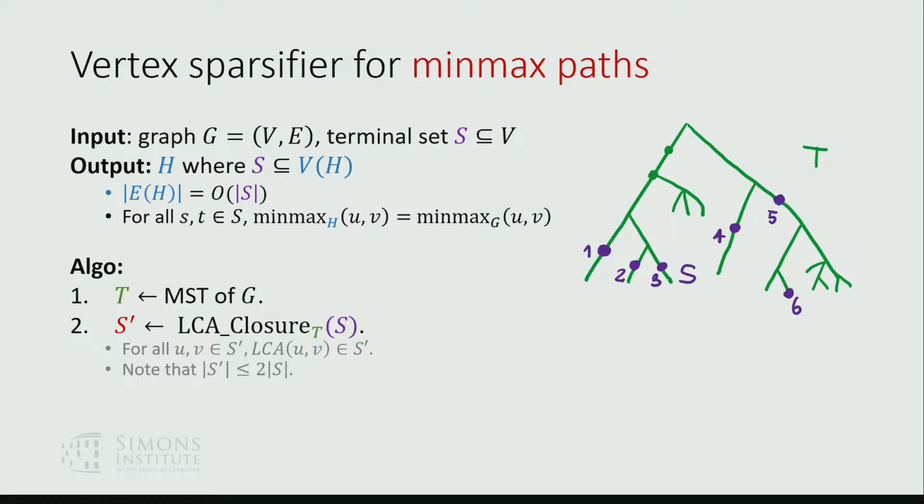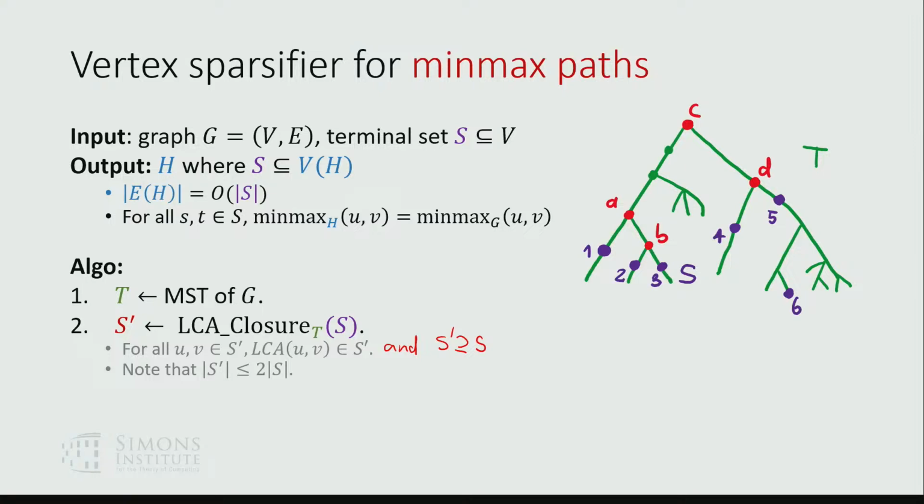What do I mean by this? The LCA closure means that for every U and V in S prime, the LCA of U and V is in S prime as well, and S prime contains S. In the picture, it would be like this: look at the LCA of every purple node and add it, then look at the LCAs again and add those, and so on. It's easy to see that the size of S prime will be at most twice as much as S.